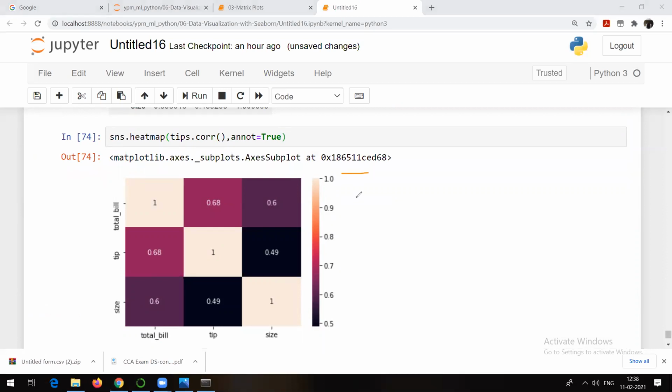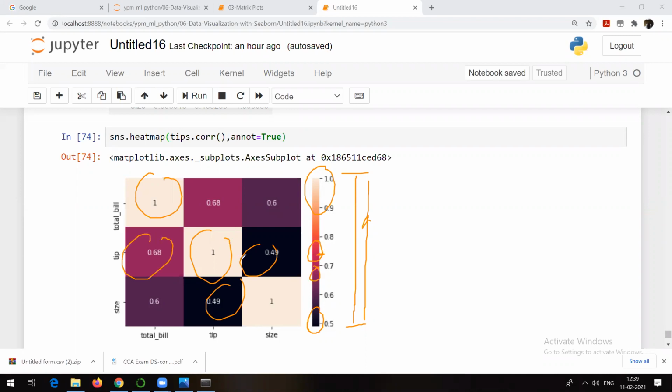This is a scale. They have shown us this particular scale. As and when the color becomes faint, that means there is more correlation. More correlation. And as and when the color is something like this, that means very, very less correlation. Right? This one, there is less correlation. 68 somewhere here. Here there is a correlation between total bill and tip.